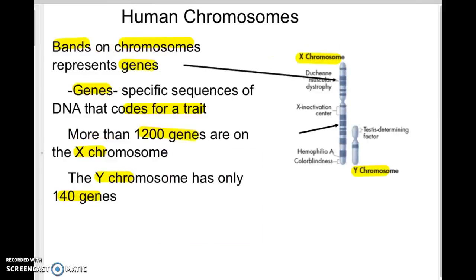So chromosomes, what are you looking at? Essentially, they're groupings of genes. And so when you see bands on chromosomes, you can stain them, like we did our cheek cells earlier in the year. There's banding on there, and that shows you the different genes. And just as a side note, there's 1,200 genes on the X chromosome, whereas the Y chromosome is a little over 10% the size of an X chromosome at only 140 genes.